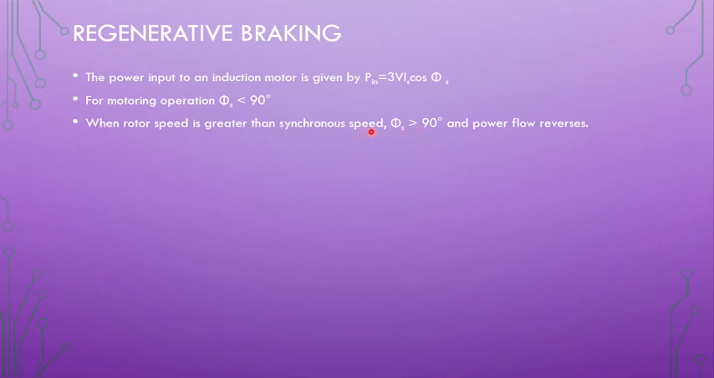If at all we achieve this, then phi_S will be greater than 90 degrees. Any value of phi greater than 90 degrees makes the cosine negative. If the answer is negative here, the power value will be negative. It means that the machine is giving power back to the supply. Instead of drawing power from the supply, the machine has entered the generating mode now, and power flow reverses.